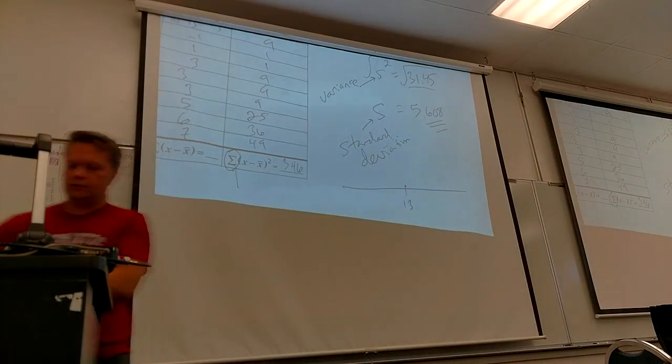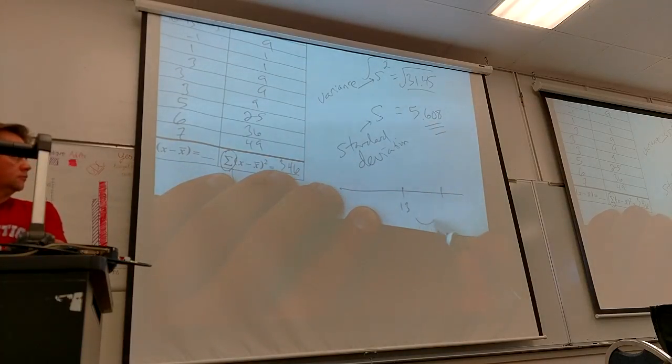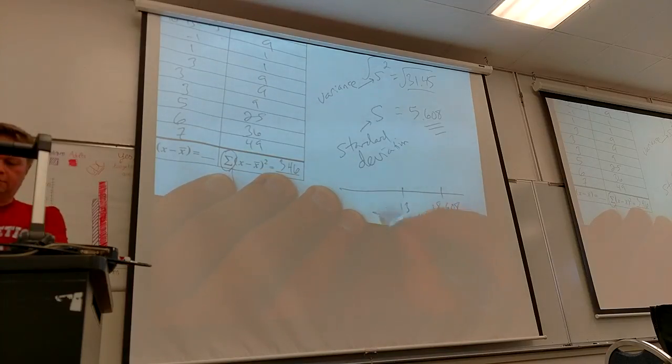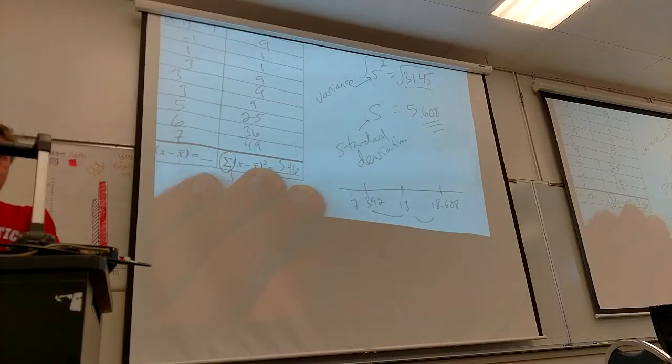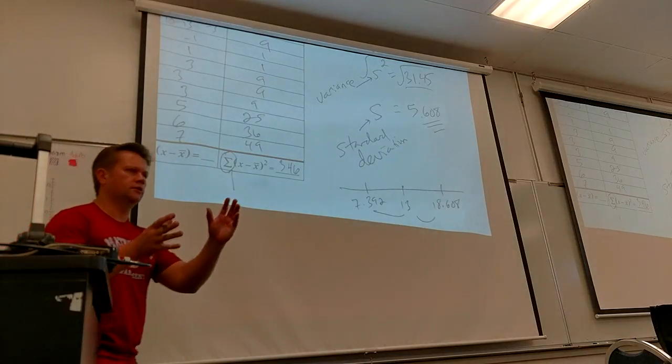So within one standard deviation means go up one standard deviation and go down one standard deviation. So that's what the word within means. So if I add one standard deviation to 13, where do I end up? 18.608. And if I subtract, 13 minus that gives 7.392. You guys see that? So all I did was add one step and subtract one standard deviation, right? I call them steps. Let me see if you guys get this. It's not that big of a thing.